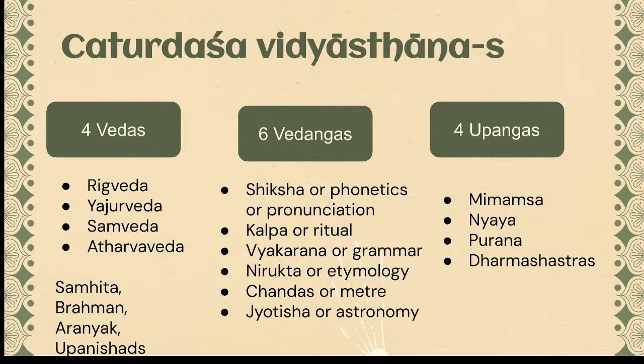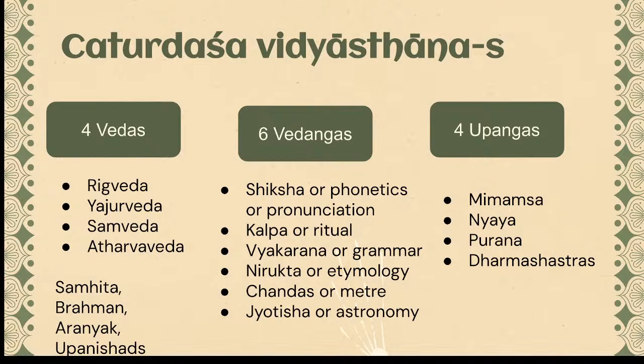Okay, so there are 4 Vedas and 6 Vedangas. Now there are 4 Upangas. Upanga means they are auxiliary to Vedas, but their importance is as great as that of the Vedangas. Sometimes they are also called an extension of Vedas. Okay, so now look at the 4 Upangas.